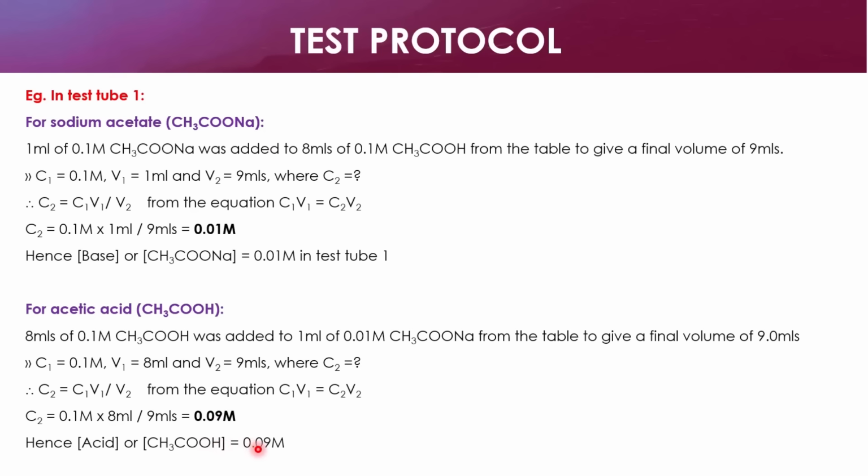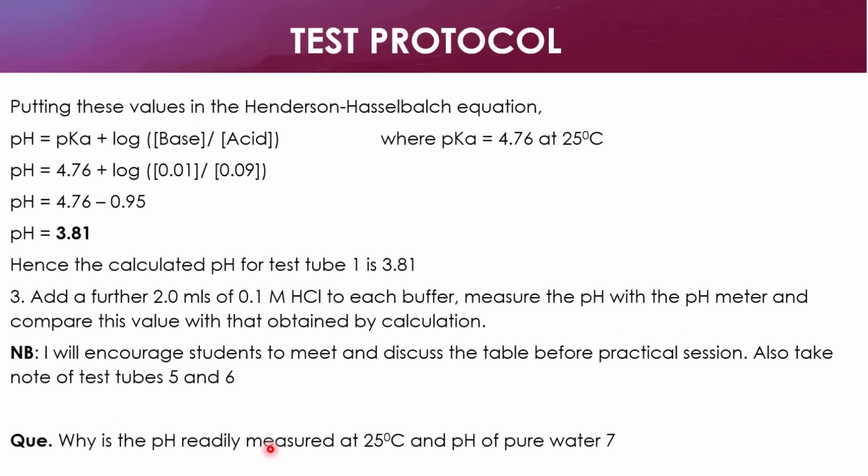So our pH will give us 4.76 minus 0.95. So the pH will be equal to 3.81. Hence, the calculated pH for test tube 1 is 3.81.